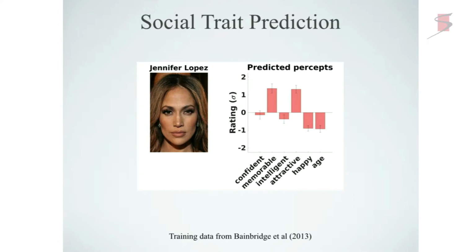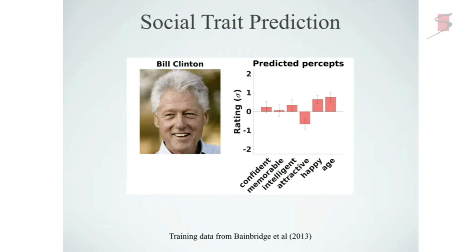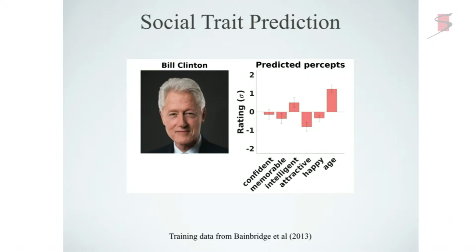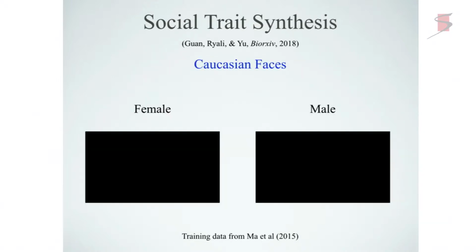And here's a different image of Jennifer Lopez. It's a very different image, but the social trait perceptions are actually very similar, except for happy. This is obviously a less happy-looking face, and so the model gets that as well. And we can do this for Bill Clinton or yourself. If you want to send your image to my lab, we can do this for you and choose the best website photo for you if you want.